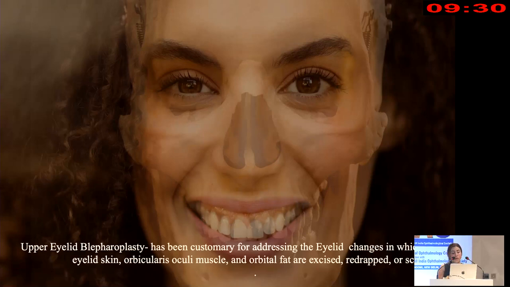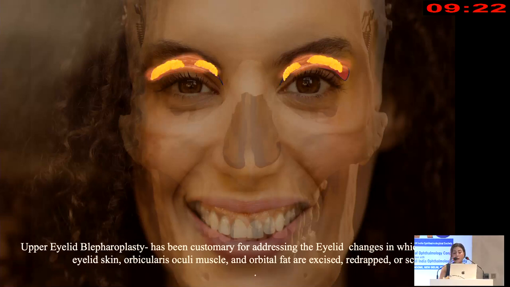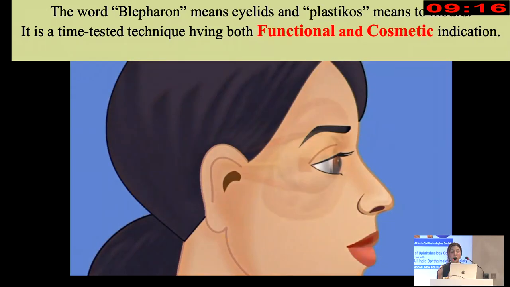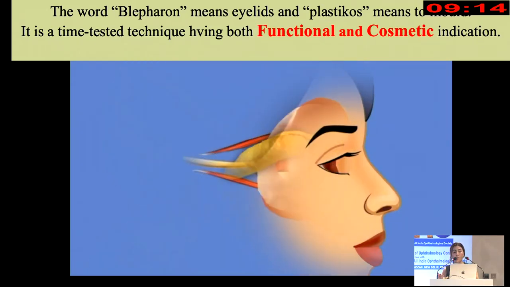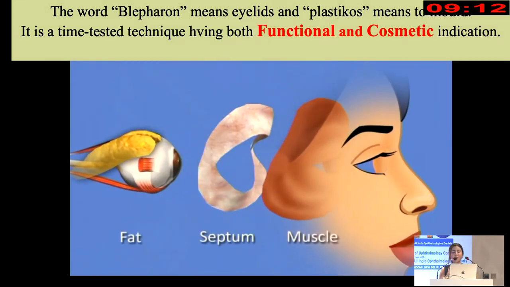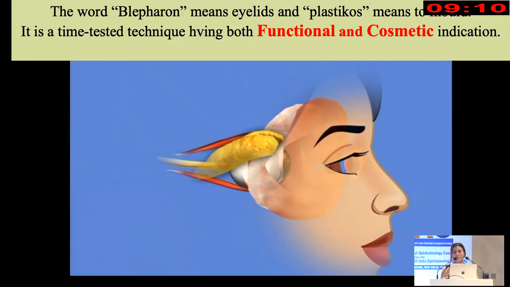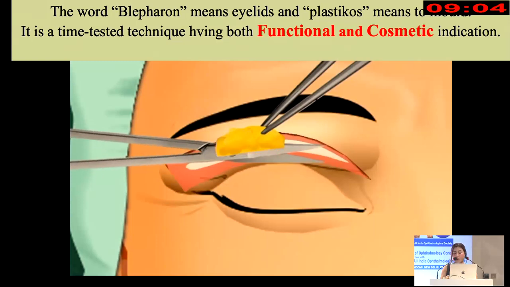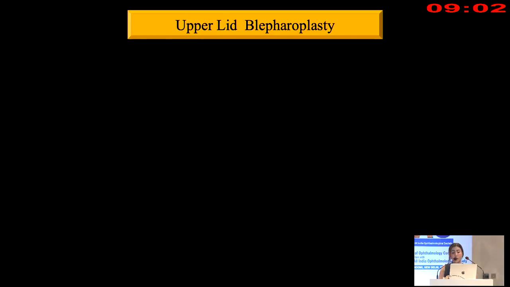Upper lid blepharoplasty is a surgical procedure where a variable amount of the eyelid skin, muscle and fat are either excised, redraped or sculpted in order to give a rejuvenated look. This comes from the word blepharon. Sorry, I've been talking for 2-3 sessions since morning. Today it is the most time-tested surgery, having both functional and cosmetic indications.